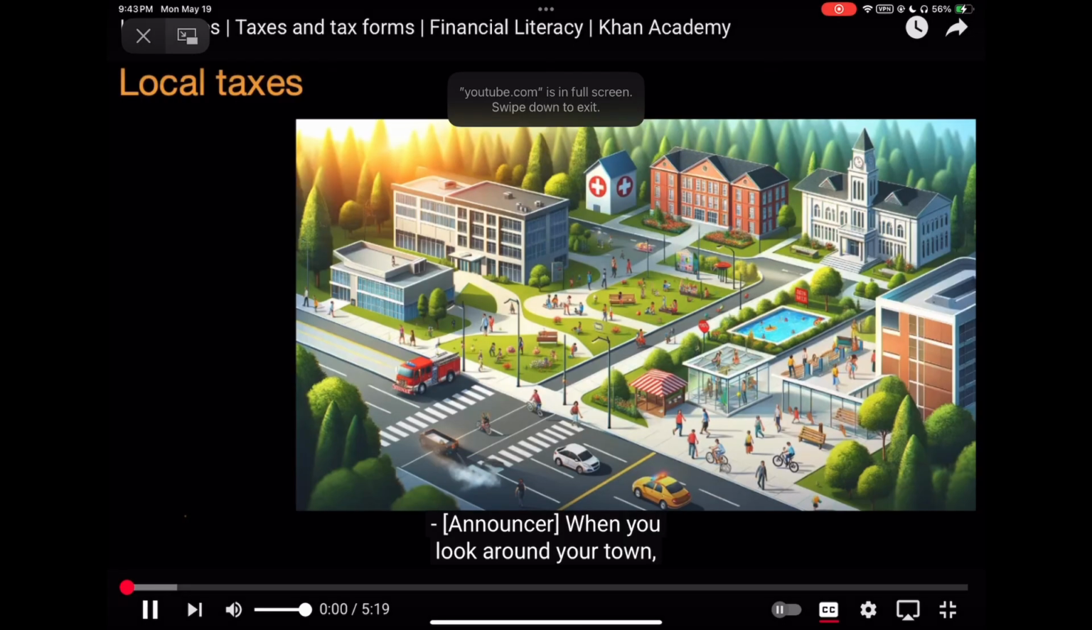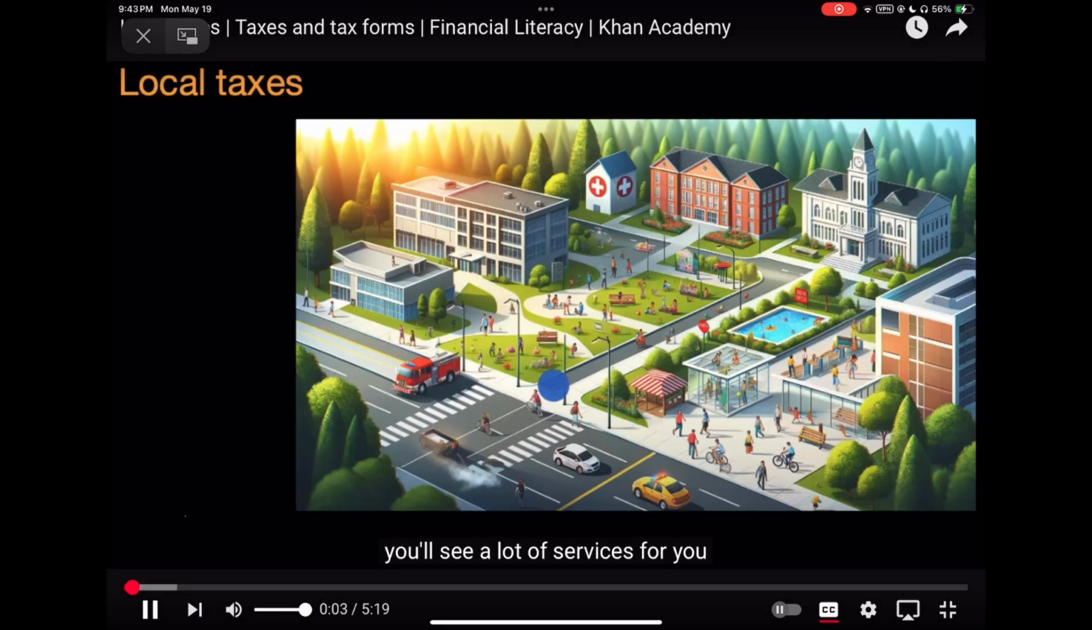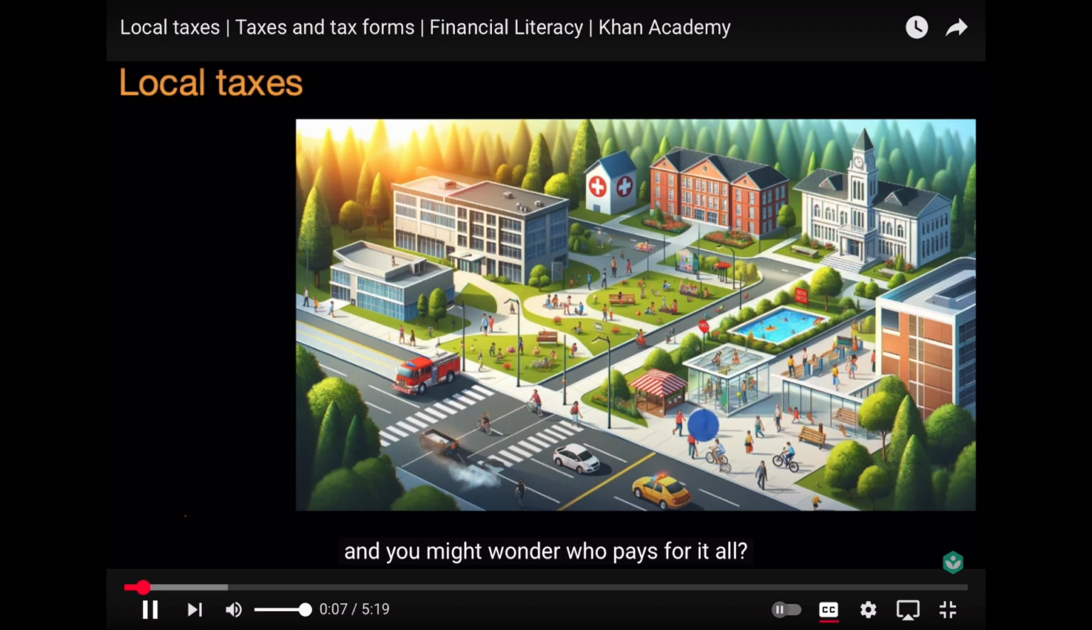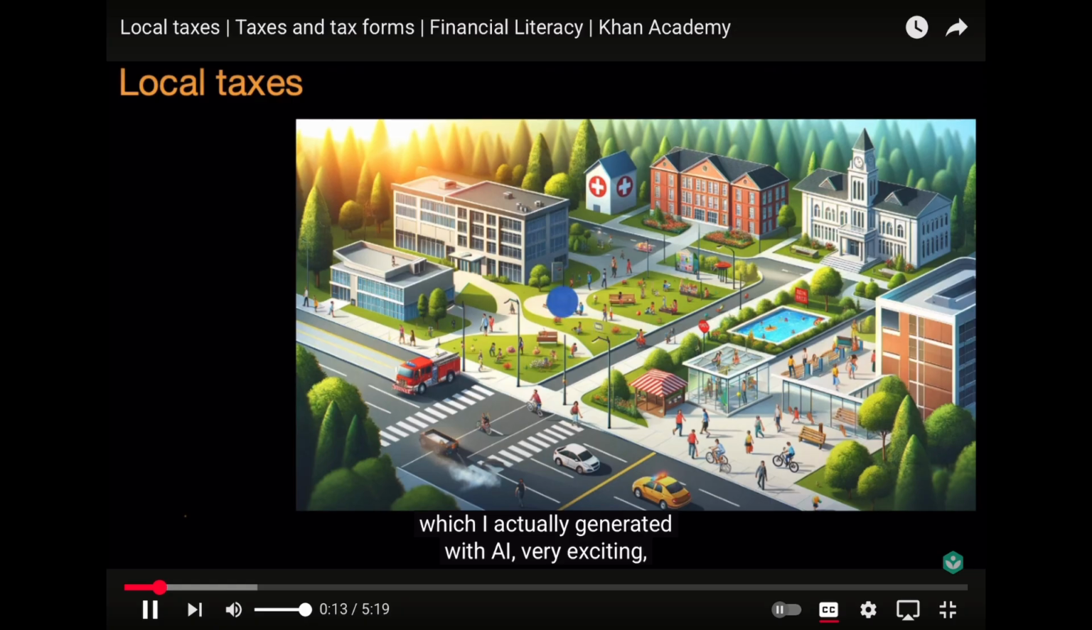When you look around your town, you'll see a lot of services for you and other people in your town, and you might wonder who pays for it all. For example, in this picture, which I actually generated with AI, very exciting, you see all sorts of local services. We see some nice roads over here. Someone has to pay for keeping those roads in shape. We see a fire truck, so you have emergency services.